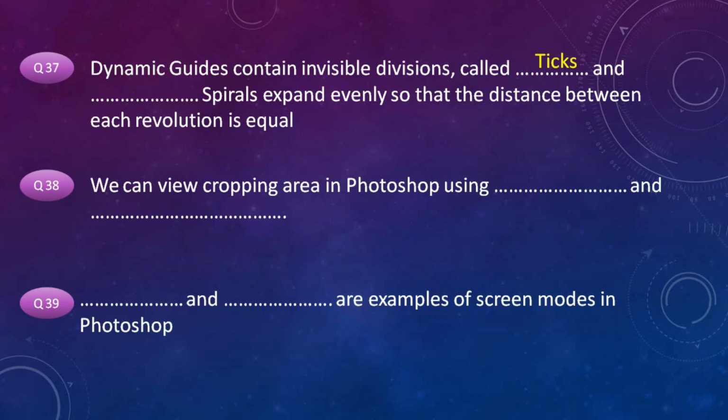The answer for this: dynamic guides contain visible divisions called ticks, and symmetrical spirals expand evenly so that the distance between each revolution is equal. You can view the cropping area in Photoshop using golden thread and diagonal golden ratio.